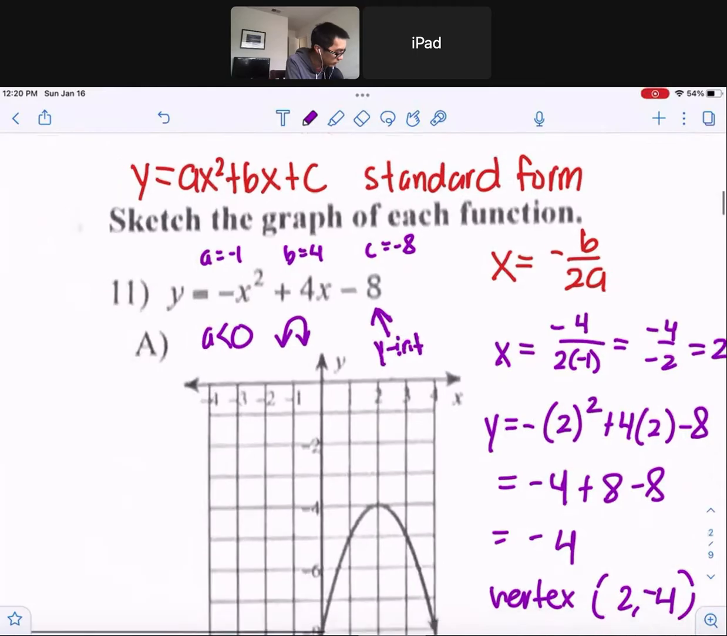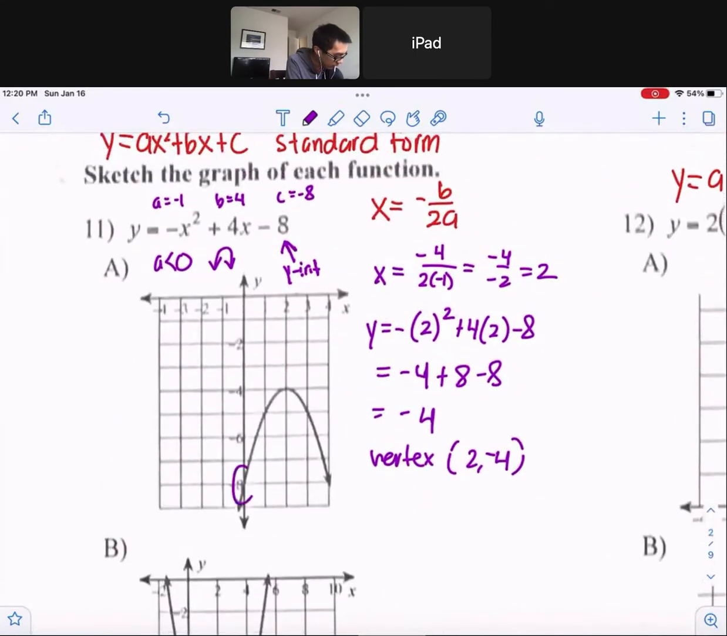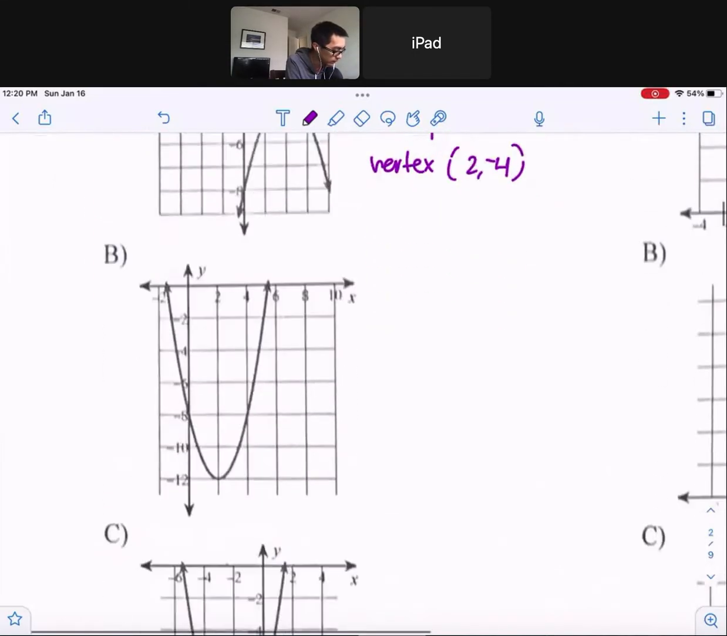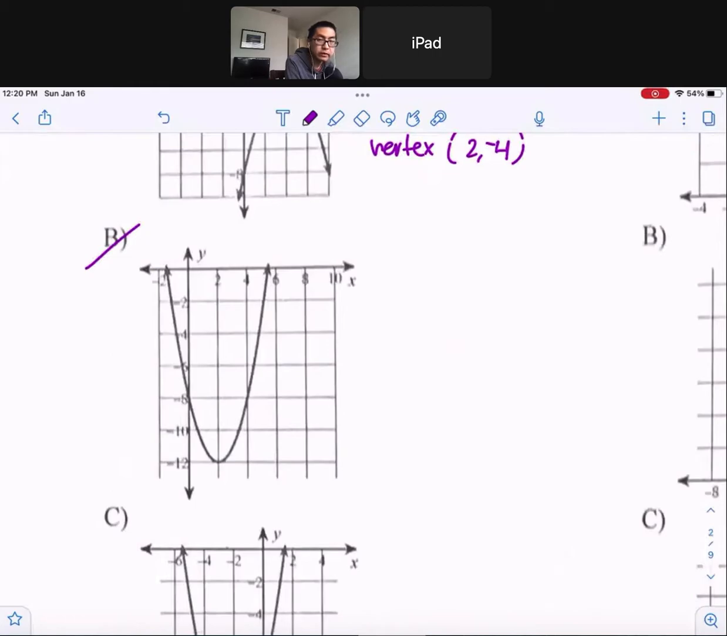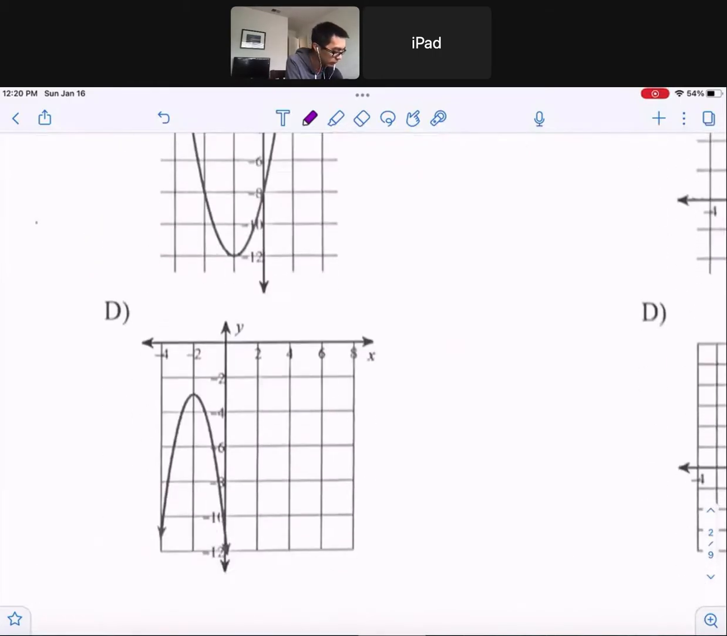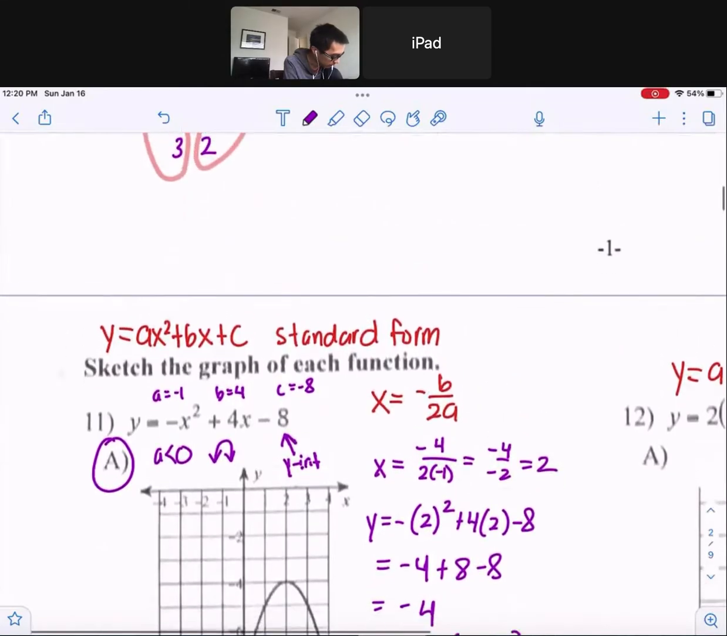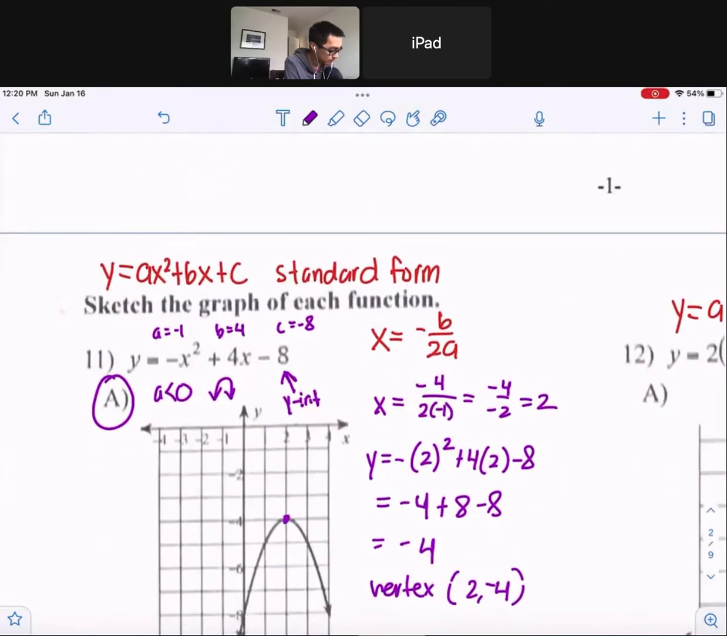So let's go find all this, right? Well, this graph is definitely (2, negative 4), and it has a y-intercept of negative 8, and it opens down, so that one looks good. That one opens up, you guys, so that wouldn't be it. This one also opens up, so that wouldn't be it. That one opens down, but that's not (2, negative 4). So it would be A. That's our vertex, right? Right there.